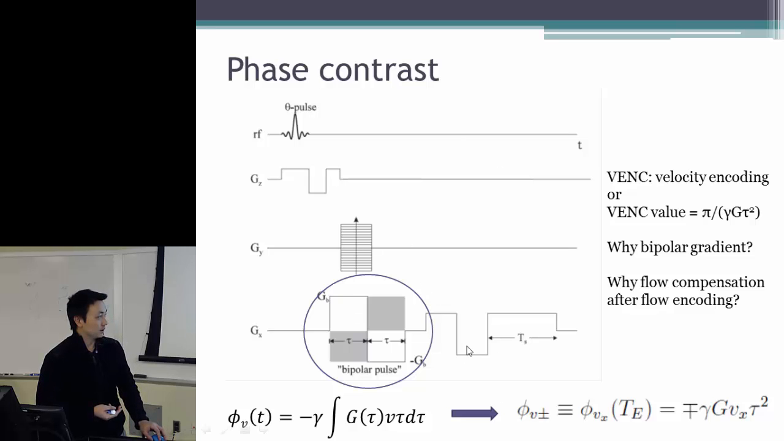For the readout here, we are also using 1-to-1 flow compensation. So if we are trying to get additional phase information with this bipolar pulse, why do we need another flow compensation after this flow encoding? All right, so this can be one question for you to think about.